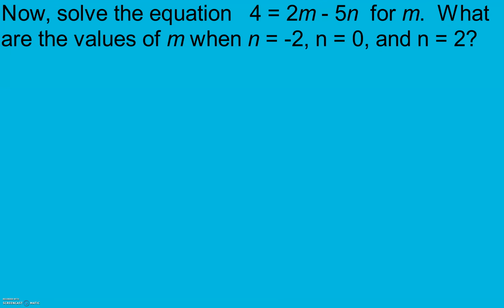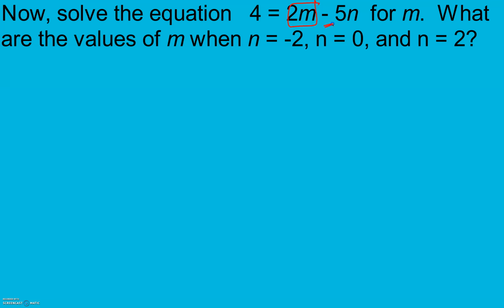Now we're going to solve the equation 4 equals 2m minus 5n for m. And then we're going to figure out the values of m when n equals -2, 0, and 2. So first step is we are going to solve our equation for m. So I'm going to box in my m so I remember what I'm looking for.